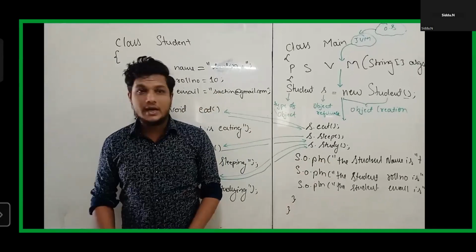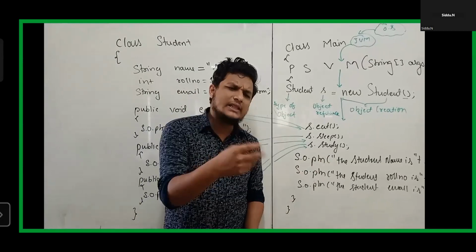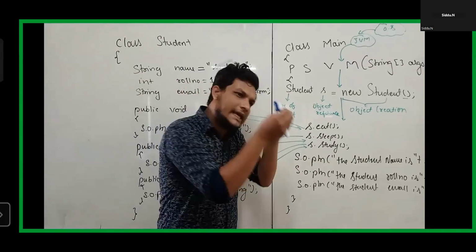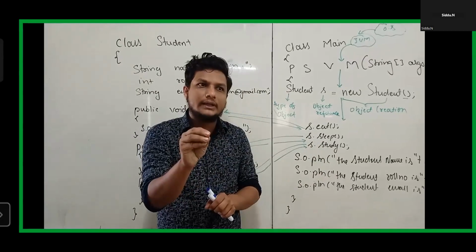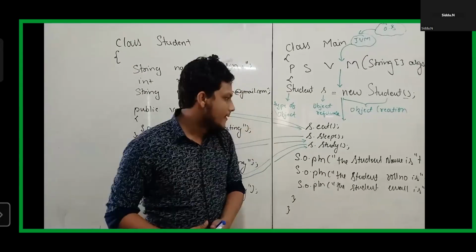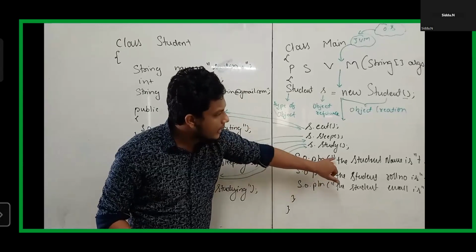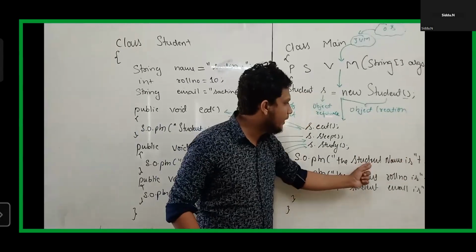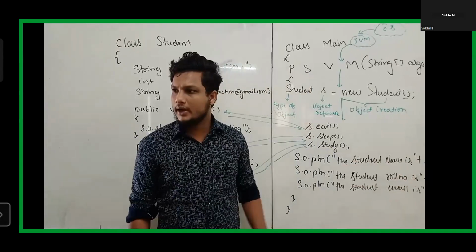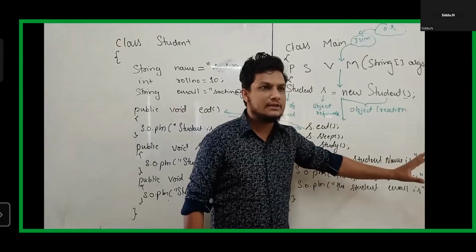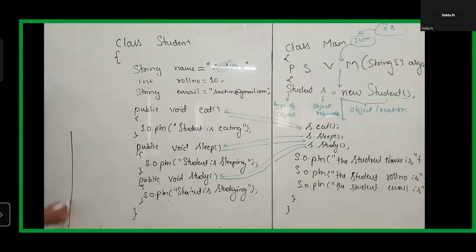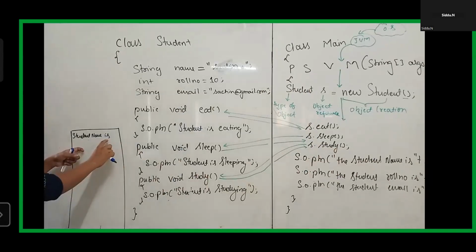Remember one thing, guys: in system.out.println, anything you write within the double quotes will be printed exactly the same in the console. Whatever data you have given inside the double quotes, it will be printed exactly as it is. Here in the double quotes I have given the student name is. So the console will open. Let me write here, console: student name is. What I have written in the double quotes is exactly what will be printed.